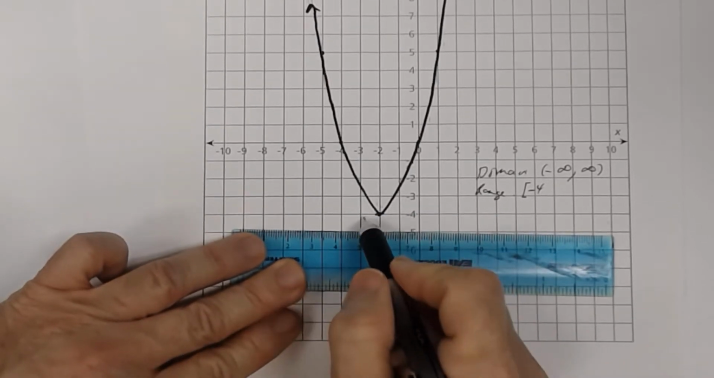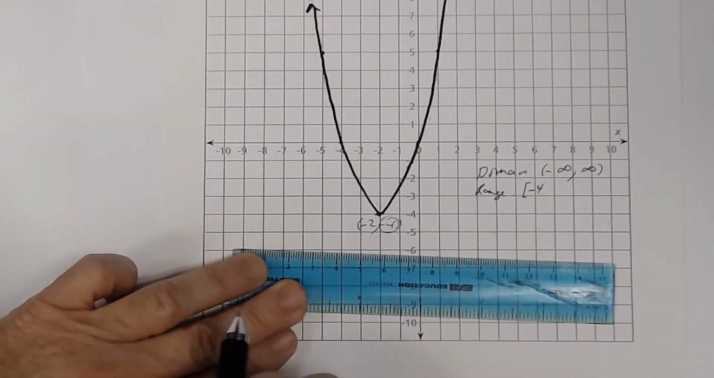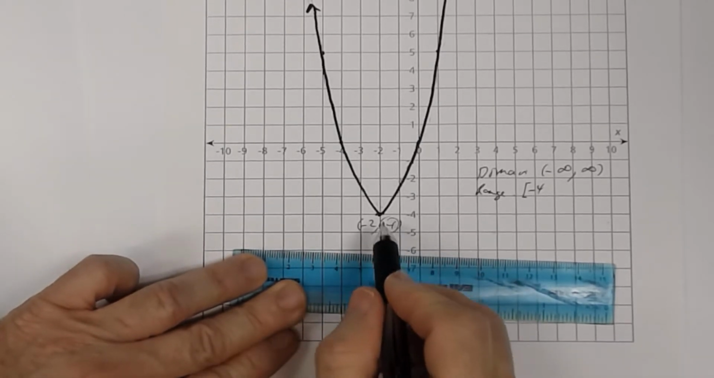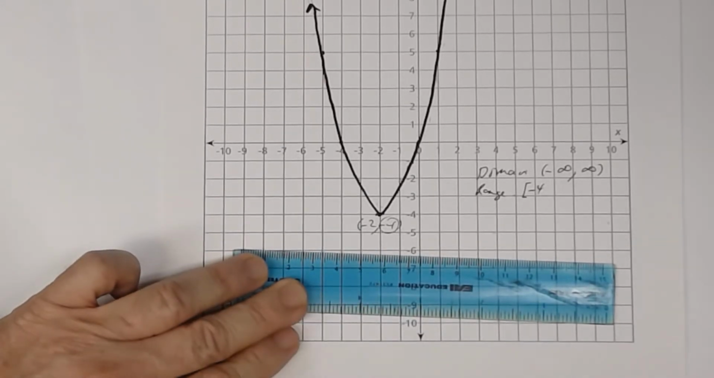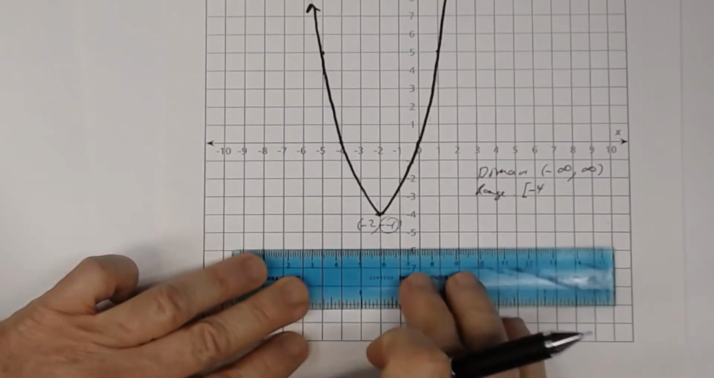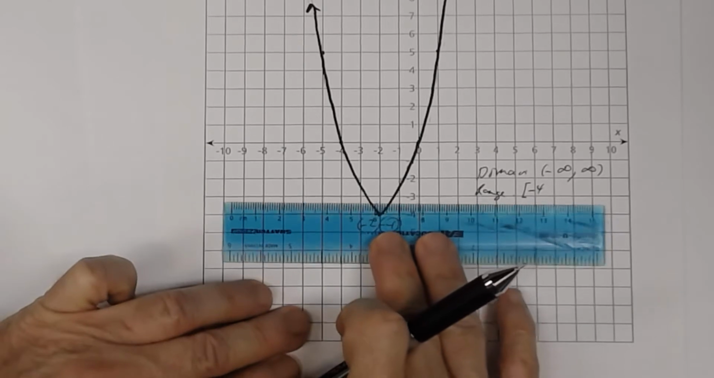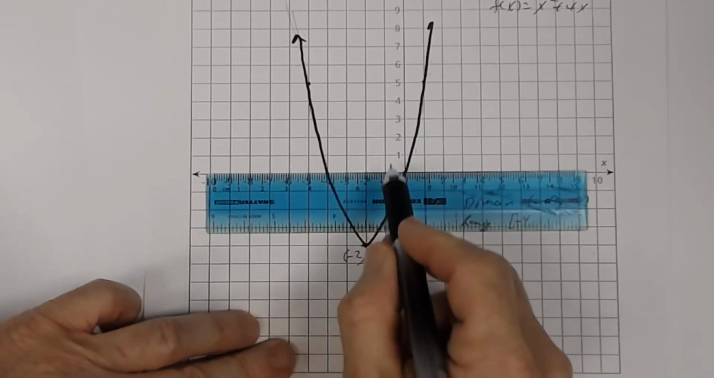This is a point, negative 2, negative 4. So there's your y value. That's a point on the graph. So negative 4 is the smallest y value. And remember we said that you always go from smallest to largest in interval notation. So you're going to say negative 4 all the way, all of these y coordinates.